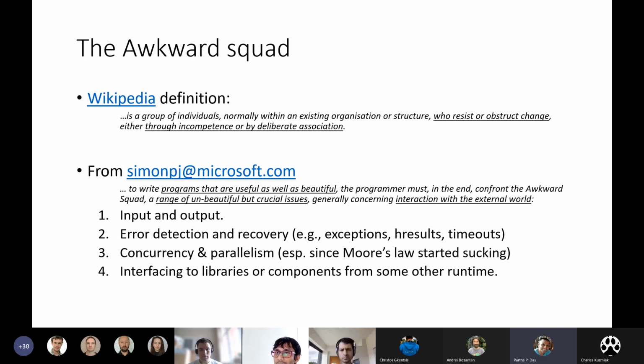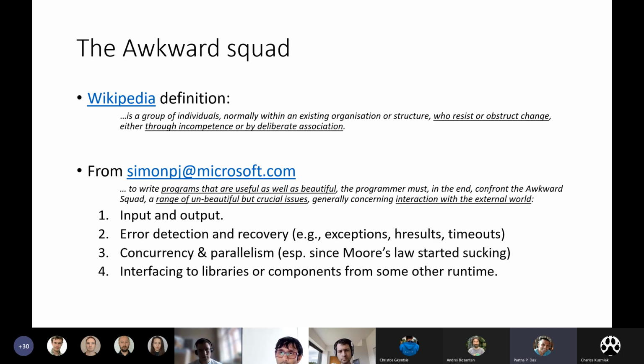Basically, he says that you not only need to write beautiful but also useful code, right? And to write useful code, you have to deal with these following 4 members of the awkward squad. They are basically, if not for the external world, your code will be very beautiful, albeit useless. So what are the 4 things?